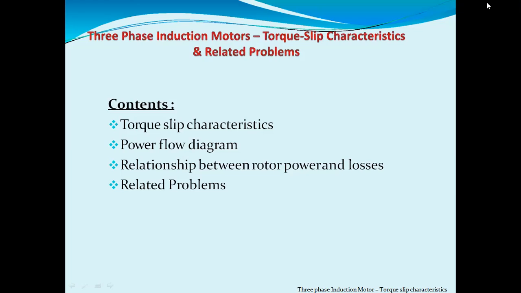Then we can see torque is directly proportional to S, because we have the equation T equal to K into S into E2 square upon R2 square plus S X2 square. It means torque is proportional to the slip. But in the torque equation, torque is inversely proportional to R2 square plus S X2 square. It means the value of slip S is coming in the denominator also. So here we can see the torque slip characteristics.